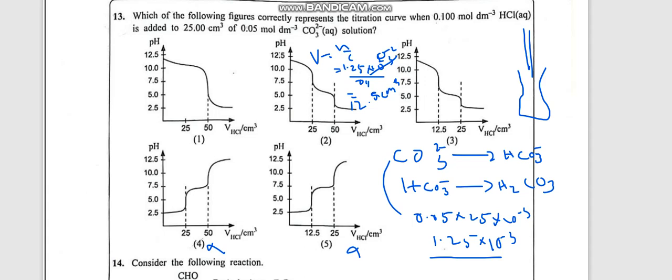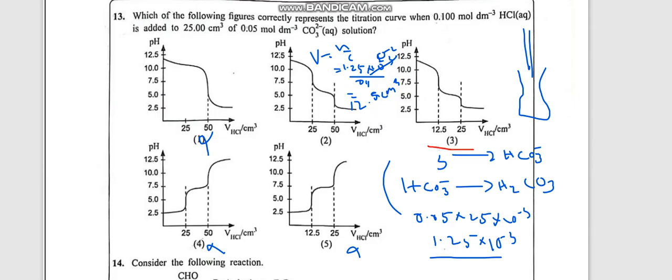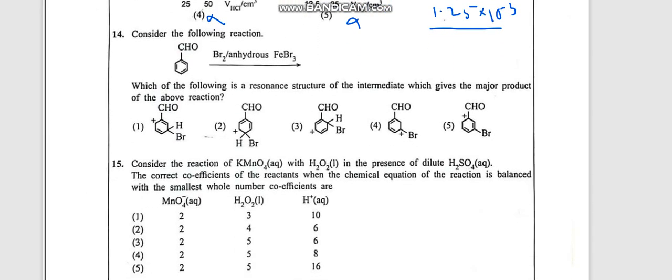Now obviously the first one is not the answer. There should be two equivalent points, so either it should be 2 or 3. You can find it from the volume. Here you can see the third option, 12.5 only. The first equivalence point has been depicted. Therefore the answer is the third one. So that is how you have to take the answer for that. I hope it's clear.